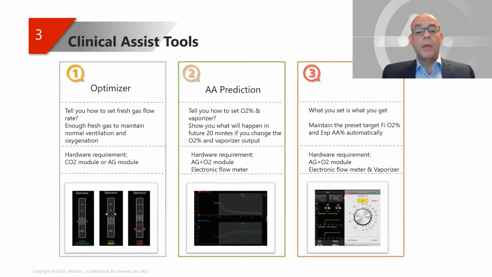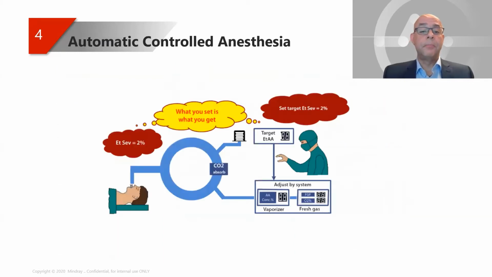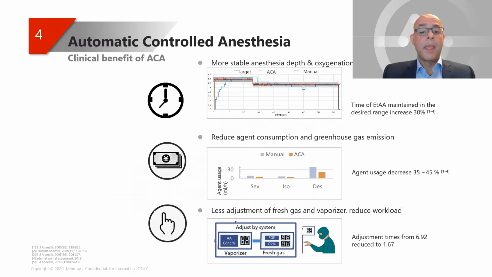So the preset target of the FiO2 and the end-tidal anesthetic agent will be done automatically. And therefore we need the anesthetic gas module with O2 measurement, electronic flow meter, and of course also an electronic vaporizer. So the anesthesiologist only has to set the required end-tidal anesthetic agent and inspired oxygen concentration, and the machine will do the output and the fresh gas flow adjustment as needed.